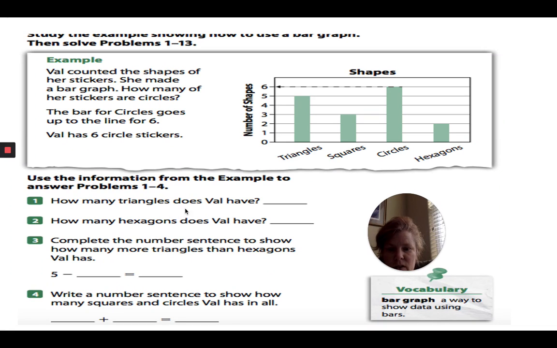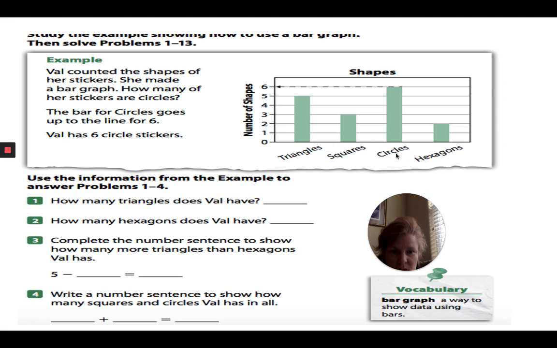How many triangles does Val have? We already said 5. How many hexagons does Val have? 2. Complete the number sentence to show how many more triangles than hexagons Val has. So triangles are 5, hexagons are 2. So 5 take away 2 equals what? 3.